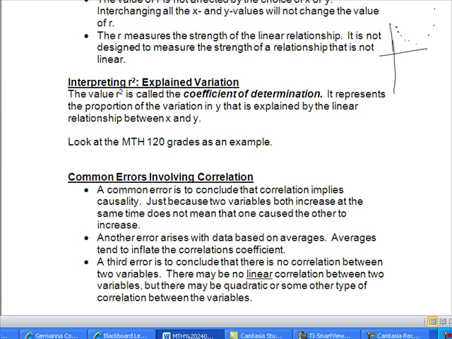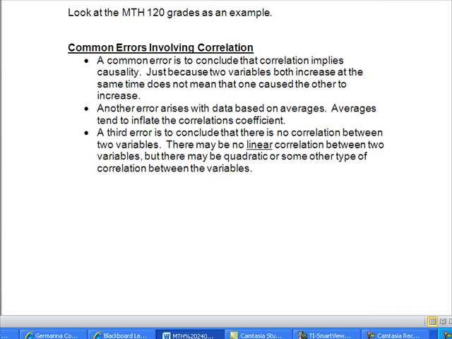Finally, common errors involving correlation. A common error is to conclude that correlation implies causality. Just because two variables both increase at the same time does not mean that the one caused the other. So correlation does not imply causality. Very important to remember. Another area is when you work with data that's based on averages. The averages tend to inflate the correlation coefficient.